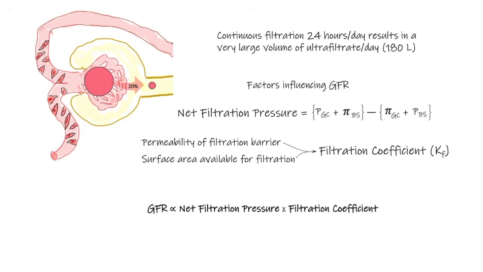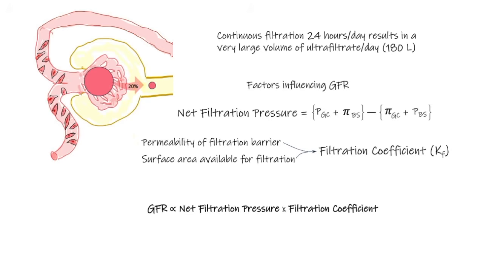The important concept at this point is that filtration depends on both the pressure driving fluid across the glomerular filtration barrier and on the ability of that barrier to allow filtration. And finally, remember that glomerular filtration rate tells us how much fluid initially enters the renal tubules. It does not by itself tell us how much urine will ultimately be produced.